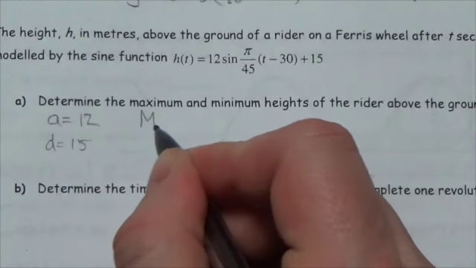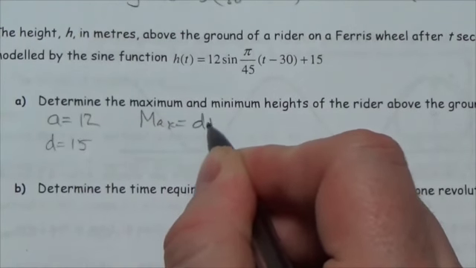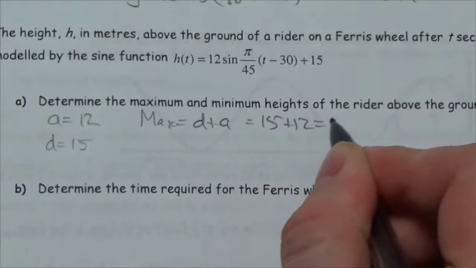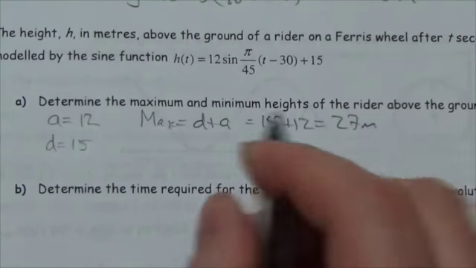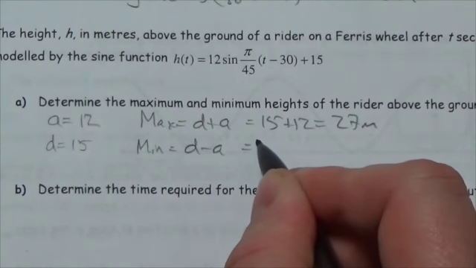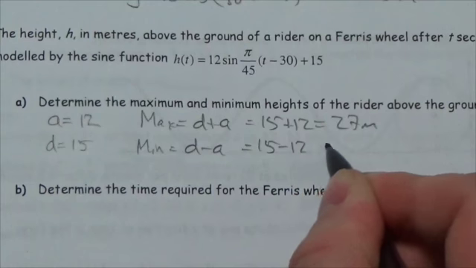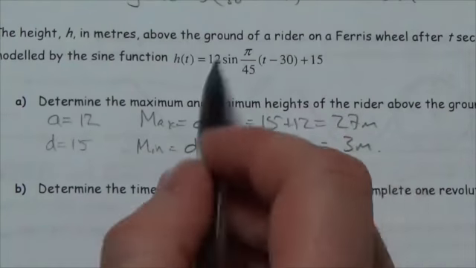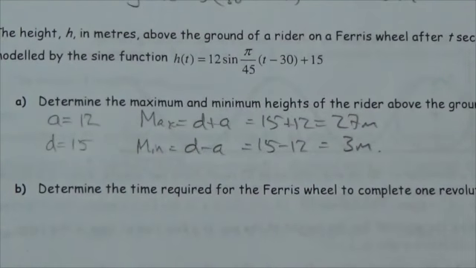So the max that we get to is going to be D plus A. Okay, so 15 plus 12, 27 meters. The minimum is going to be D minus A, so 15 minus 12, and the answer is the minimum is going to be 3 meters. Okay, that's pretty easy to read right off of that equation, basically.